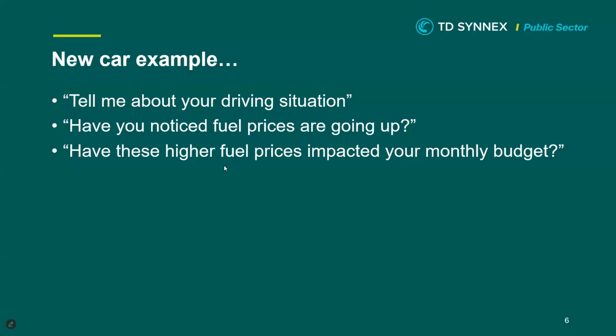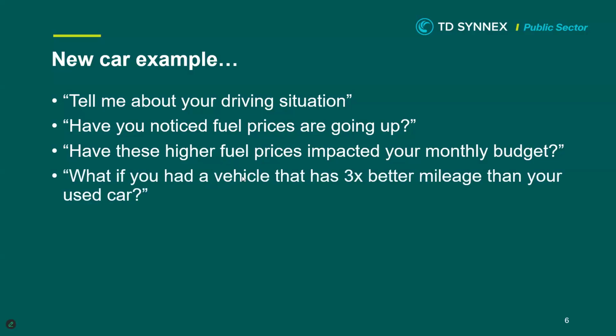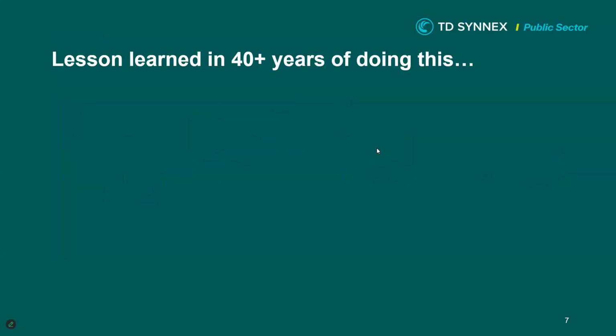So then he would ask a question along the lines of, what if you had a vehicle that has 3 times better mileage than your used car? And that is really how to structure the right kind of questions to ask. This is just a new car example. I'm going to give another example next that is one of the situations we run into when we're talking to a customer.